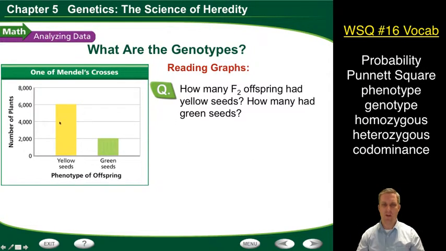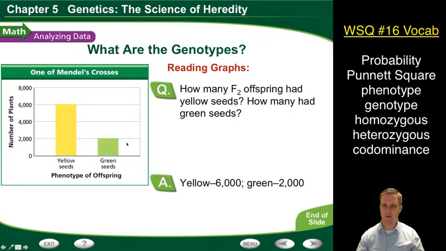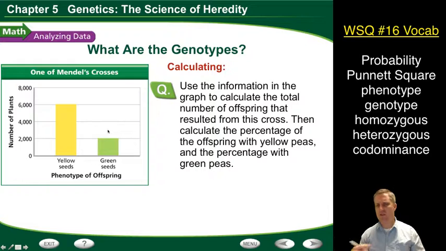How many do we have with yellow seeds? Well, we notice that there are 6,000 yellow seeds that were propagated and 2,000 plants that had green seeds. Okay, we see that. Then what I want you to do is look at the information.